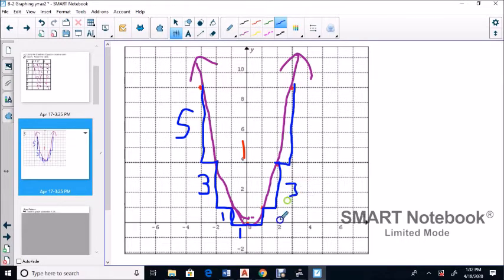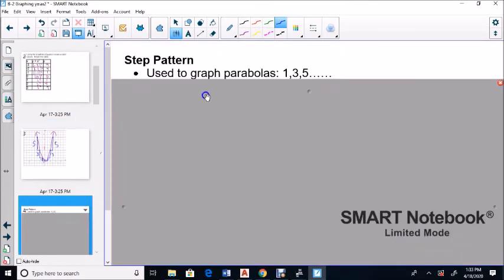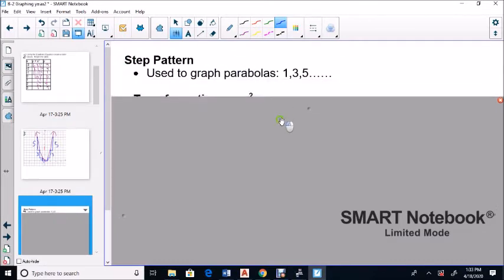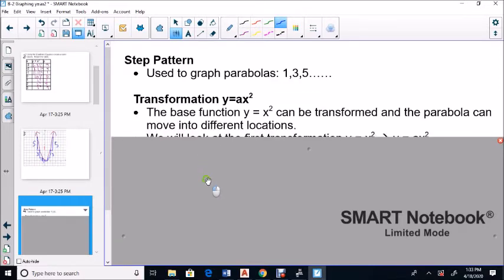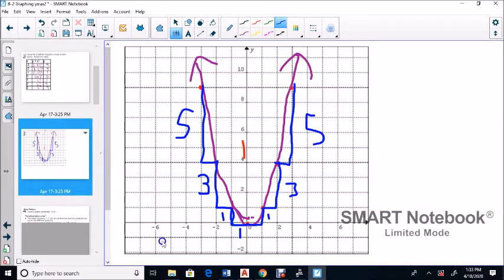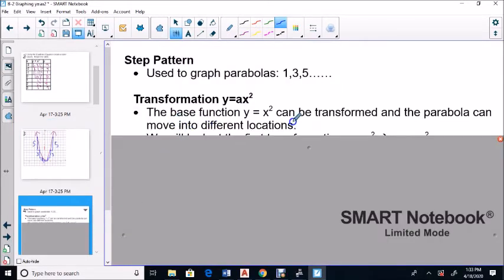So 1, 3, 5 is an easy way to graph it, and it's known as the step pattern. Okay, it's used to graph parabolas. Now, this is what's known as our base parabola or base function. Now, it could change. This is our base. 1, 3, 5 is our base. Okay, but it can be transformed and changed in different ways. It can be moved to different locations. The size can change. Okay, it can be transformed.